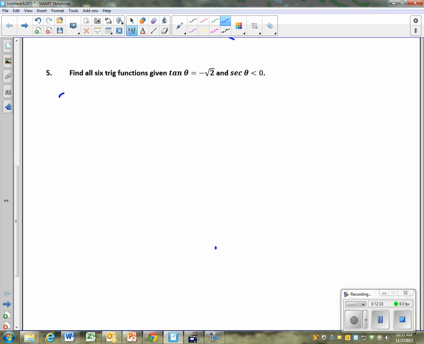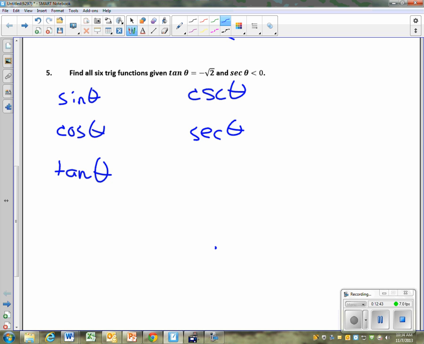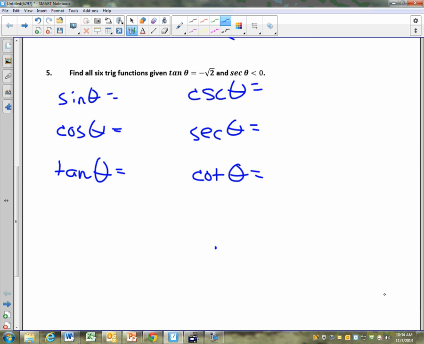Once you're in the second quadrant, we set it up. Sine of theta, cosine of theta, tangent of theta, cosecant of theta, secant of theta, cotangent of theta. As we set it up, you know that tangent theta is negative square root of 2. That means cotangent, you should come up with negative root of 2 over 2. Is that what you got?